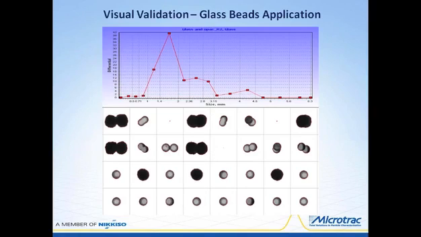This slide is an example of visual validation of the size analysis results. The volume distribution from size analysis shown in the graph indicates a multimodal distribution with three different modes and a small amount of fines at the low end.